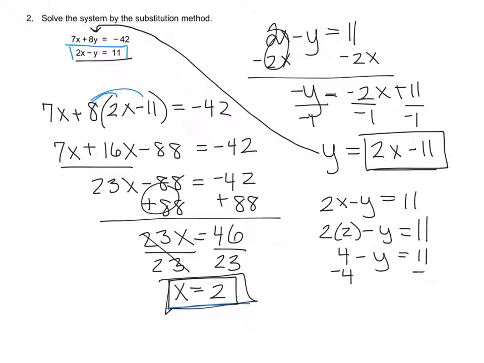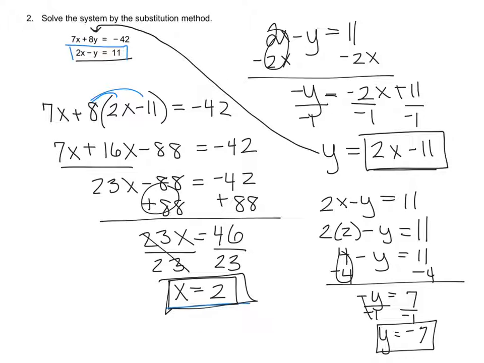And this is 4 minus y equals 11. So I'll subtract 4 from both sides, and we have negative y equals a positive 7. Now I want to divide both sides by negative 1, and I have a positive y equals negative 7. Now that I have my values for x and y, I can state my solution. And the solution is 2, negative 7. And we're listing this as an ordered pair where x equals 2 and y equals negative 7. So this is my final answer.